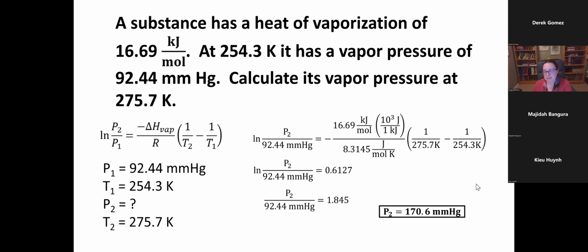So after a scary math problem like this, I like to ask myself, does that even make sense? Is that really what I was expecting? So let's go back to the problem. We have a temperature of 254.3 Kelvin and a certain vapor pressure, 92.44 millimeters of mercury. And the temperature is now bigger. It's 275.7 Kelvin. So since the temperature went up, did we expect the vapor pressure to go up as well? Do we need to reevaluate our math?